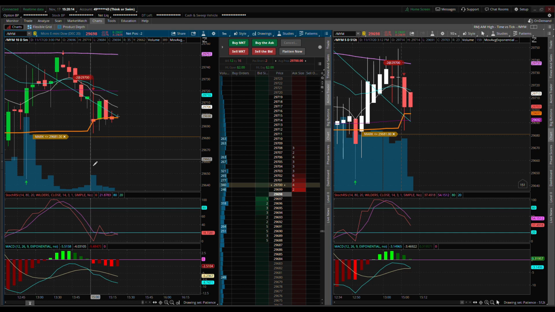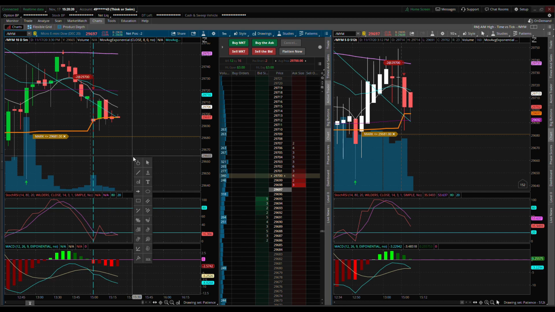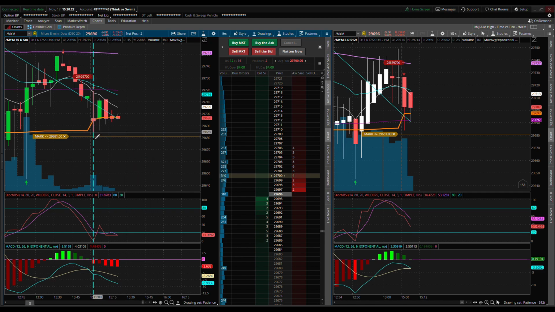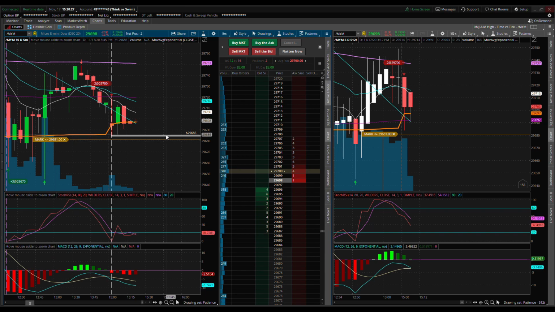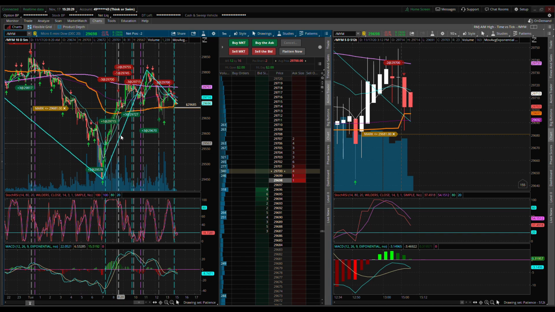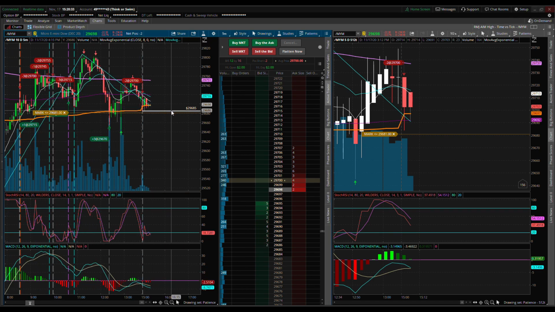I'm just gonna draw the vertical line that I normally add to show when I enter a trade. And I'm also going to do a horizontal line on my average there, which is 29,700. Oops. I'm going to zoom out. You can see I did a lot of trades this morning. It's a good day.